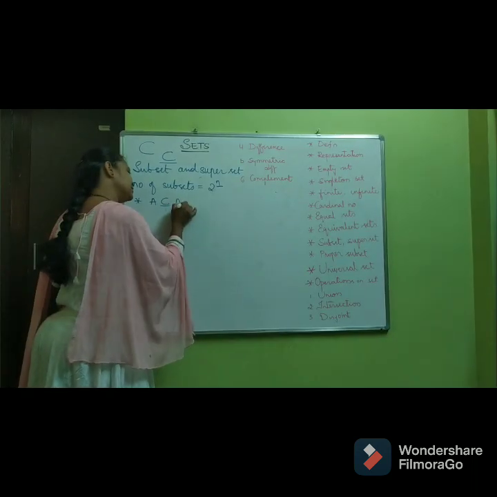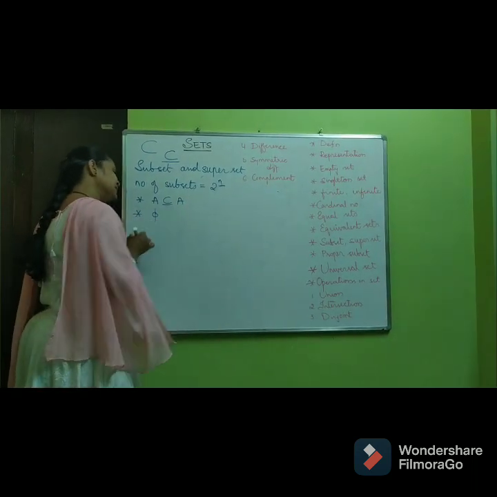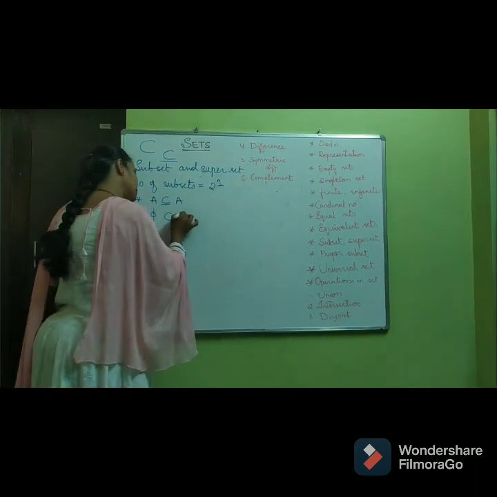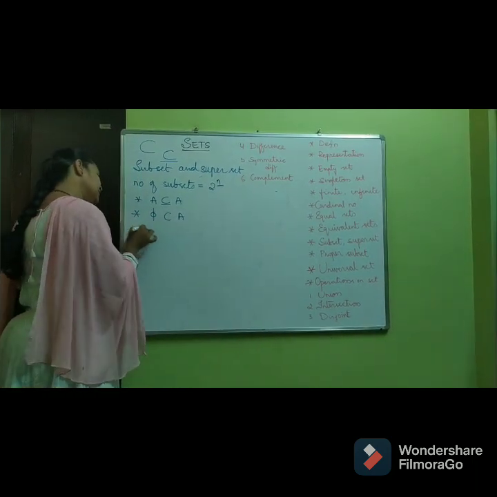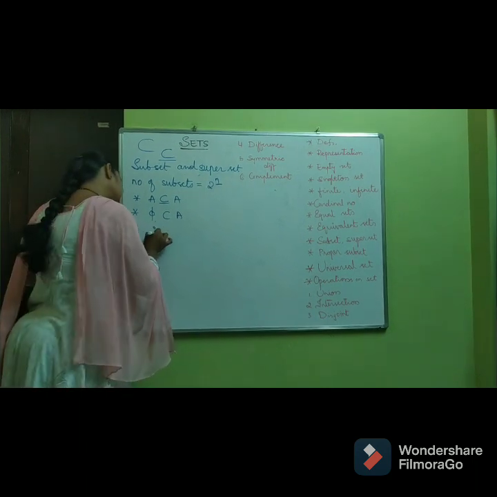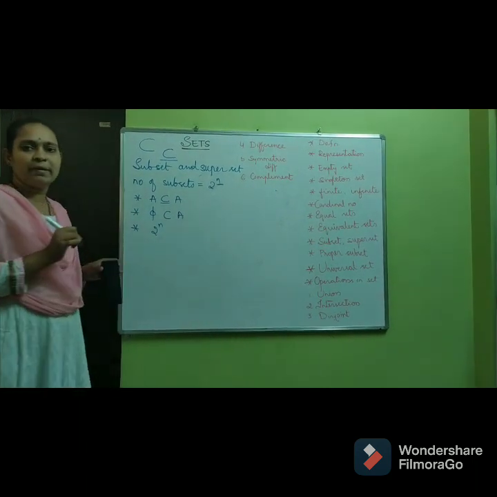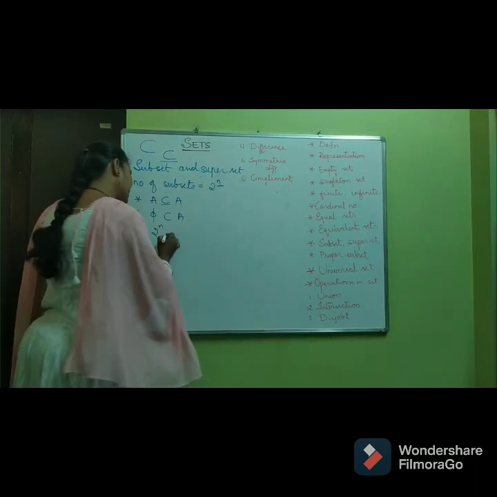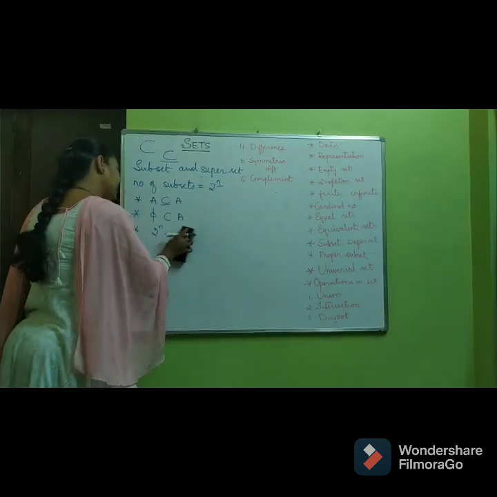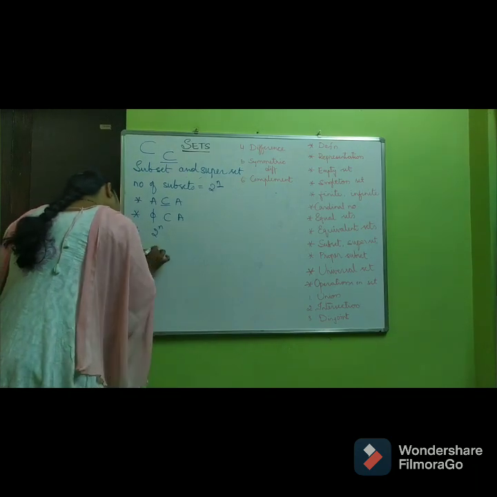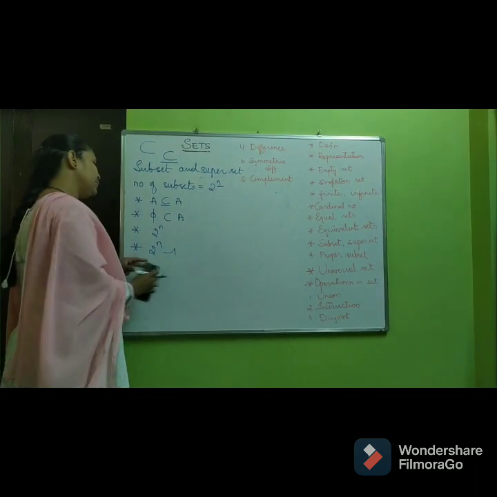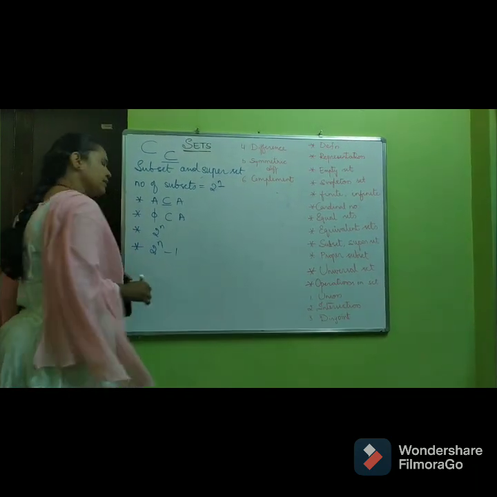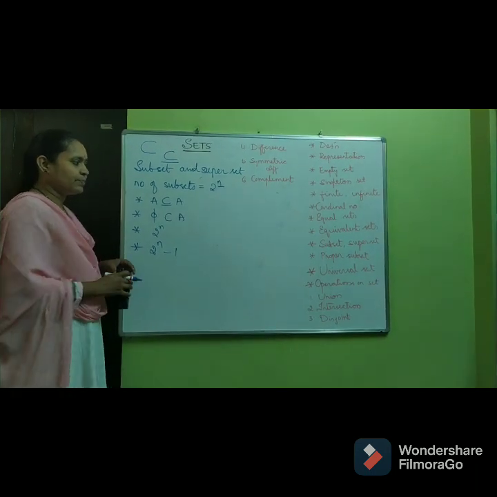Every set is a subset of itself. Second thing is the empty set is a subset of every set. Third thing is the number of subsets is given by the formula 2 to the power n. Then definitely the number of proper subsets formula will be 2 to the power n minus 1.